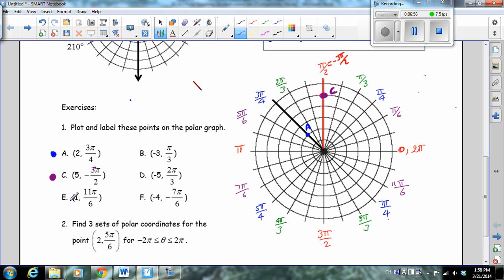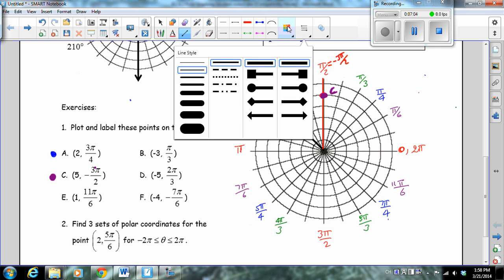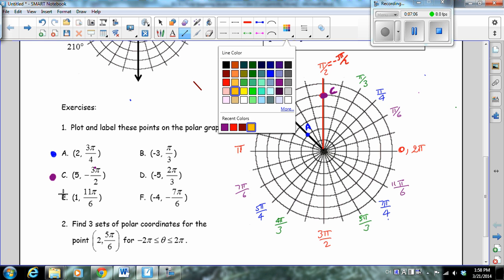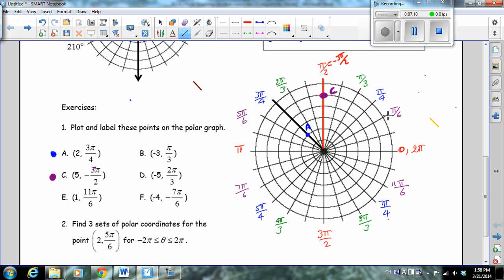Let's do the same thing now for E. I'm at 11 pi over 6. Where is it located? The first thing I would do, just like I did on the previous one, is graph the angle 11 pi over 6. Well, 1 pi over 6, 2 pi over 6, 3, 4. If you count, here's your 7, and here's 11. So it's located on this yellow line.